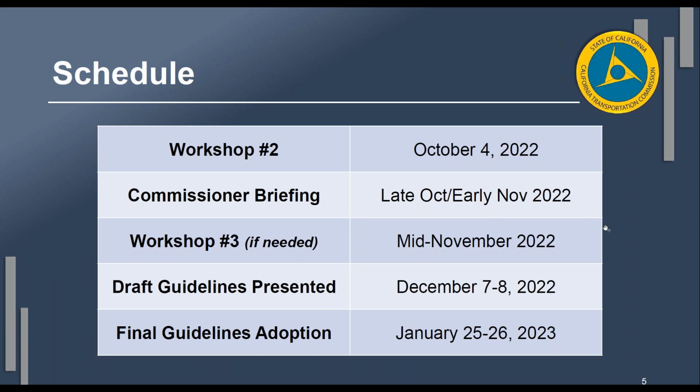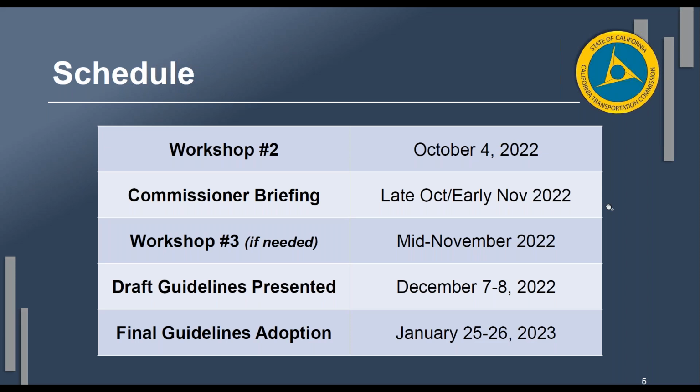So today is our first workshop. We anticipate having one more workshop, which would be workshop number 4 on October 4th. And then after that workshop, since we have several new commissioners that have joined us over the past couple of years, commission staff will be doing an internal briefing with those commissioners late October, early November to get them up to speed on what our SB1 accountability and transparency guidelines are about, and to answer any of their questions or address any of their concerns.